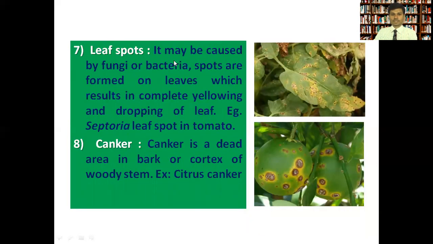Then leaf spot. It may be caused by fungi or bacteria. The spots are found on leaves. Here we can see the spots on the leaf, which is called Septoria leaf spot in tomato. We can also give another example, the tikka disease of groundnut, which is caused by the Cercospora pathogen, and that also comes under the category of leaf spot.